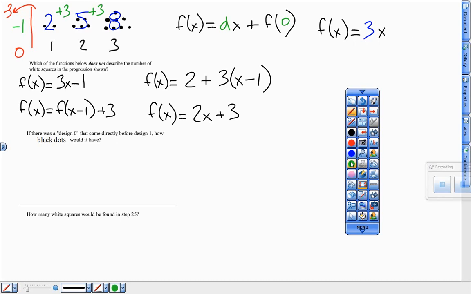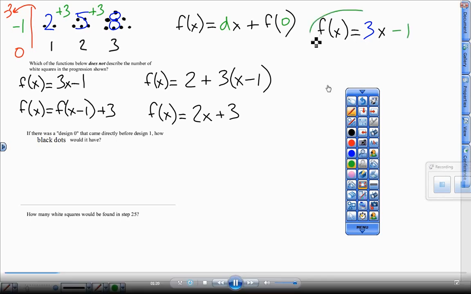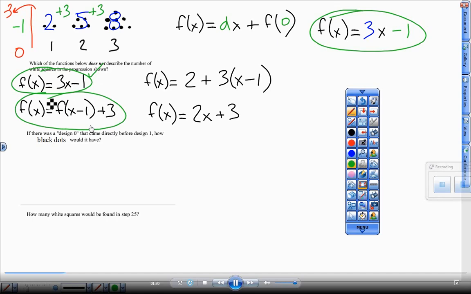So I would do that first. Get your equation first, and then I could see which of these is good or bad. This one matches exactly. Same slope, same y-intercept, exactly. This one is this equation in recursive form. Every term before it, keep adding 3. That matches that common difference number. Recursive form, perfect, matches this data.